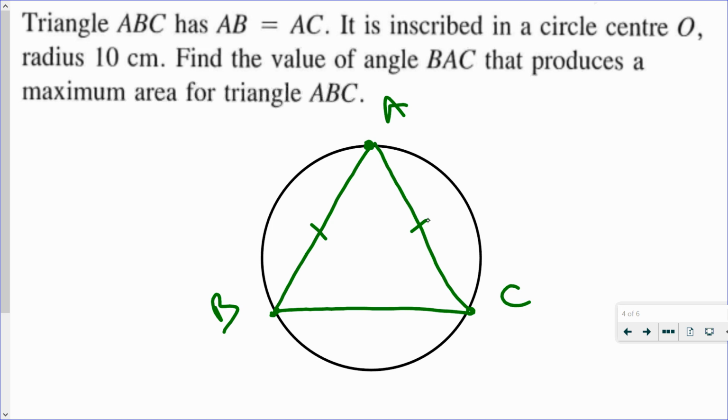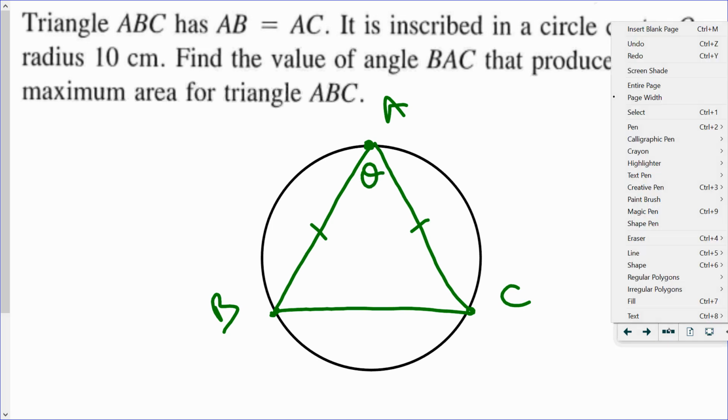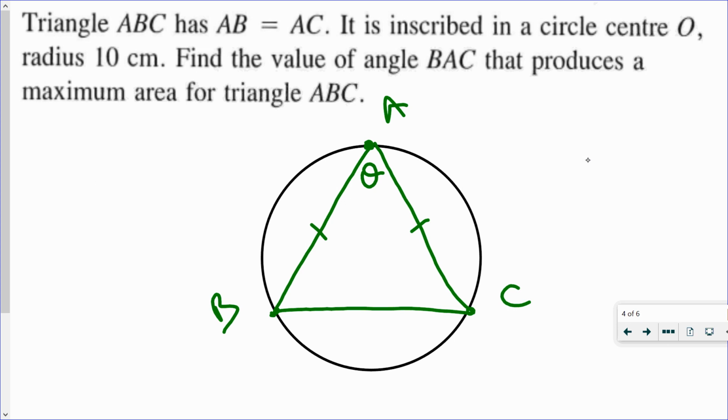Okay, it's inscribed in a triangle with a circle, center point O, radius of 10. Find the angle of BAC that produces a maximum area. So we're trying to find this one here. So let's draw in the center of the circle and kind of connect those dots there. So this is the center of the circle. I'll call it O. This is also an isosceles triangle, and the radius here is 10 and 10, which means that my base angles are equal.